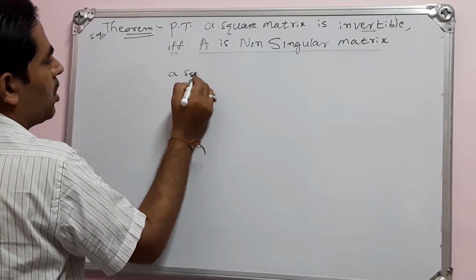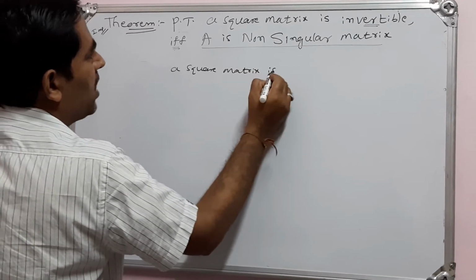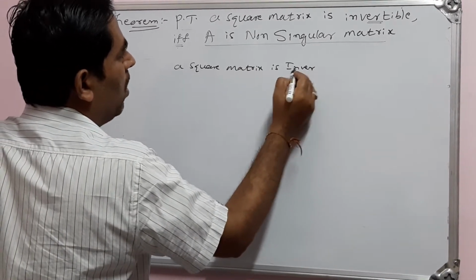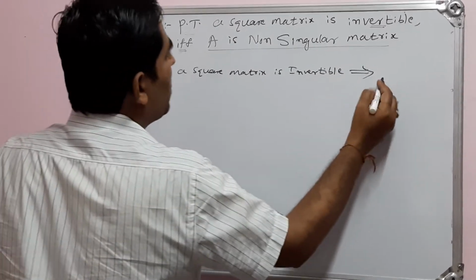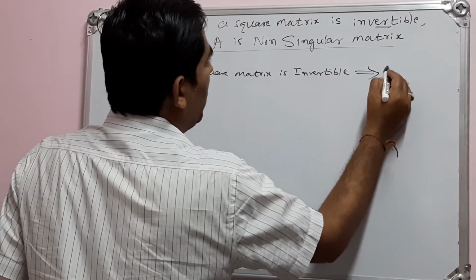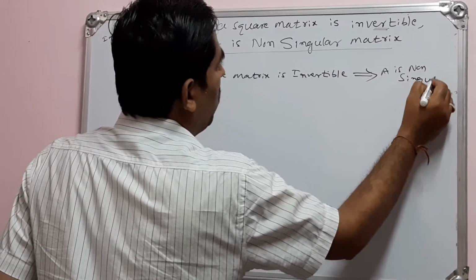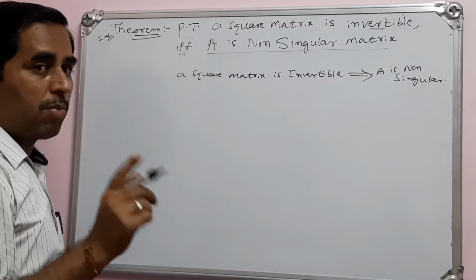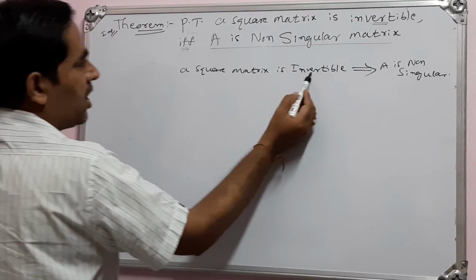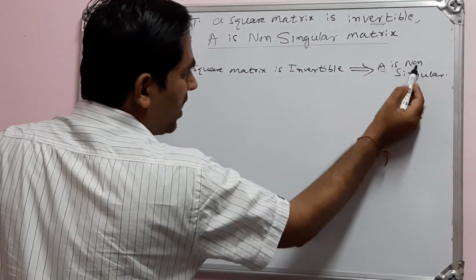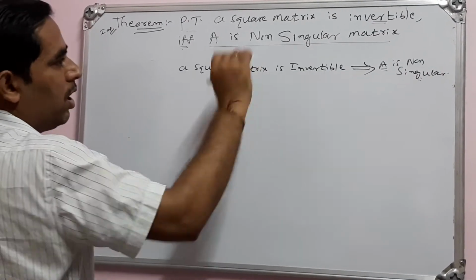A square matrix is invertible implies A is non-singular. We have to prove this. We have not proved it yet, we are just writing out that sentence here: a square matrix is invertible implies that the matrix is non-singular. Then the reverse we can write.